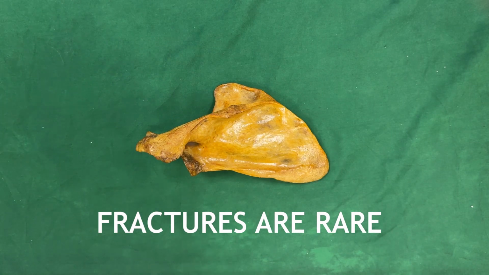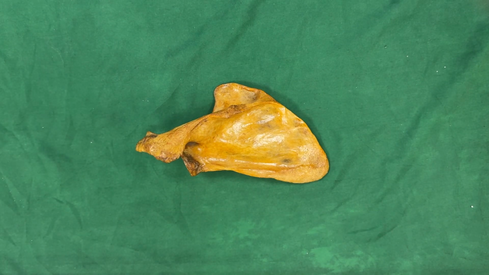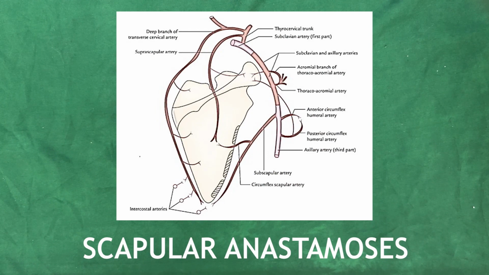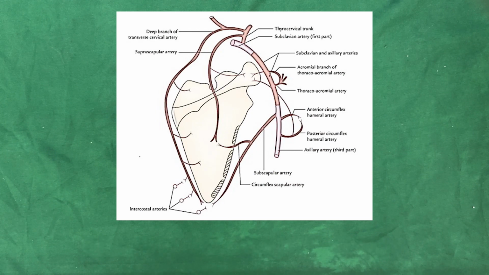Fractures are rare because of the strong, thick covering of muscles protecting it. It only occurs due to direct and severe violence. Scapular anastomosis has two subanastomoses.